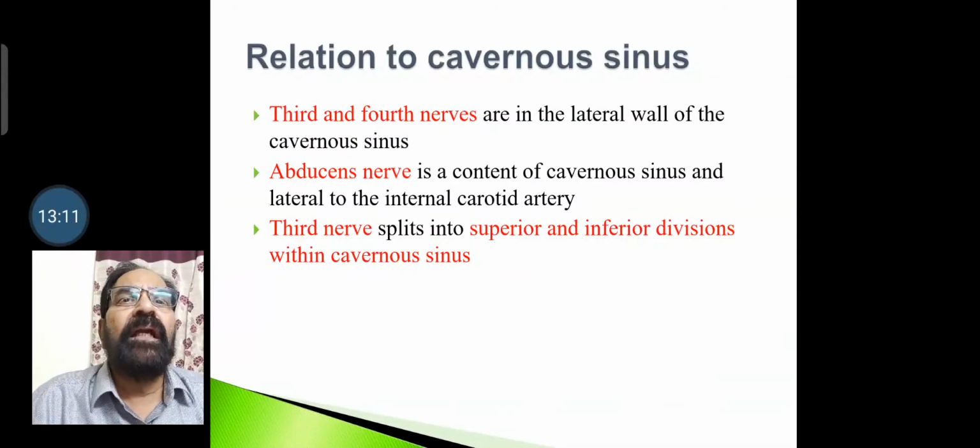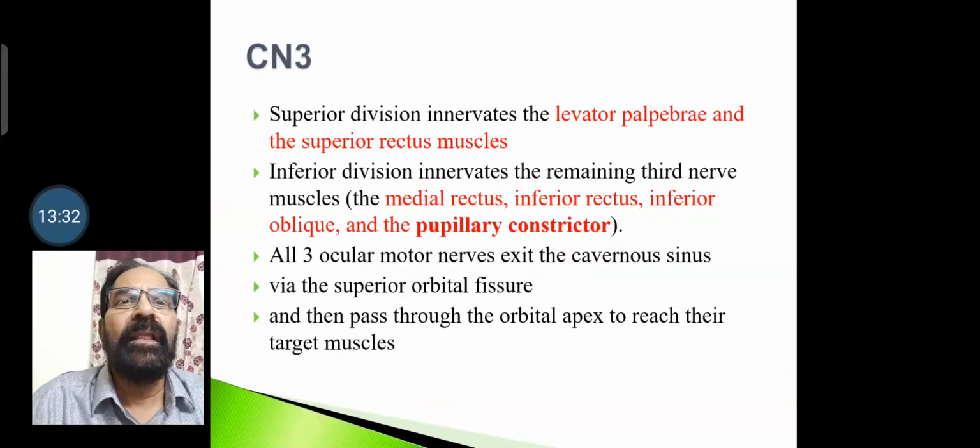Coming to relations of these nerves to the cavernous sinus. 3rd and 4th nerves are in the lateral wall of cavernous sinus. Abducens nerve is a content of cavernous sinus and is lateral to internal carotid artery. 3rd nerve splits into superior and inferior divisions within cavernous sinus. Then superior division innervates levator palpebrae and superior rectus muscles. The inferior division innervates the remaining 3rd nerve muscles, that is medial rectus, inferior oblique and posterior pupillary constrictor.